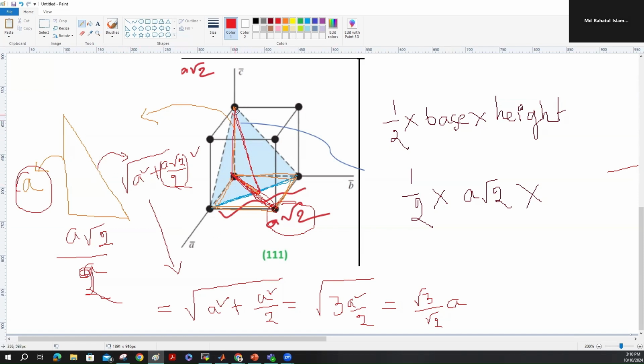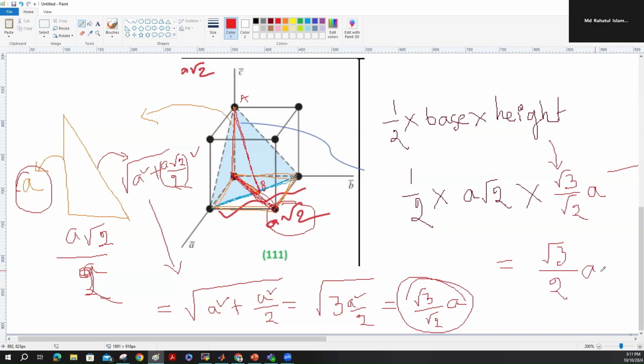Okay, so let me name it A, and this is the point B. So this is the length of AB, which is actually the height of our main triangle that we are calculating. So we have calculated the length of the height of this triangle of the 1, 1, 1 plane. Okay, so let's plug this into the formula. So it would be root 3 divided by root 2 into A.